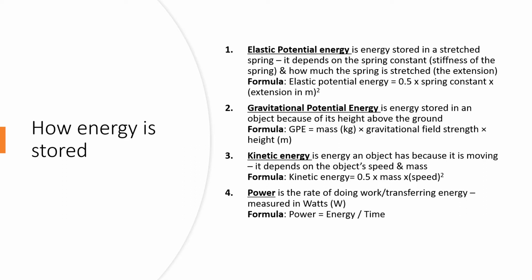Gravitational potential energy is energy stored in an object because of its height above the ground. The formula is GPE is mass times gravitational field strength times height. Kinetic energy is the energy an object has because it's moving. It depends on the object's speed and mass. The formula for this is half times mass times speed squared. And finally, power is a rate of doing work and is measured in watts. Power is energy divided by time.